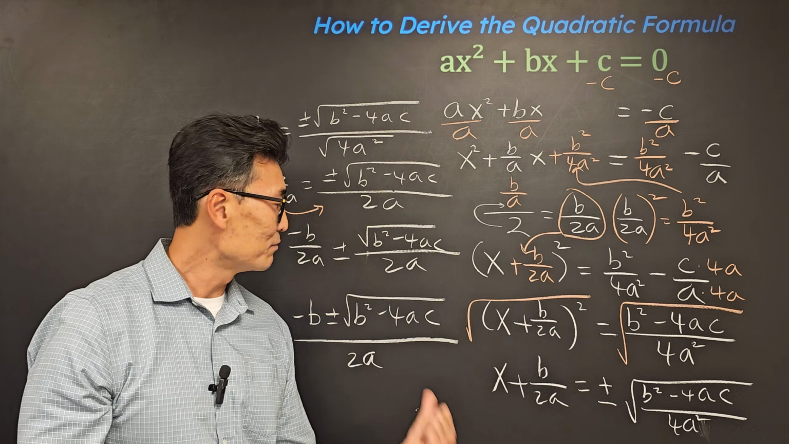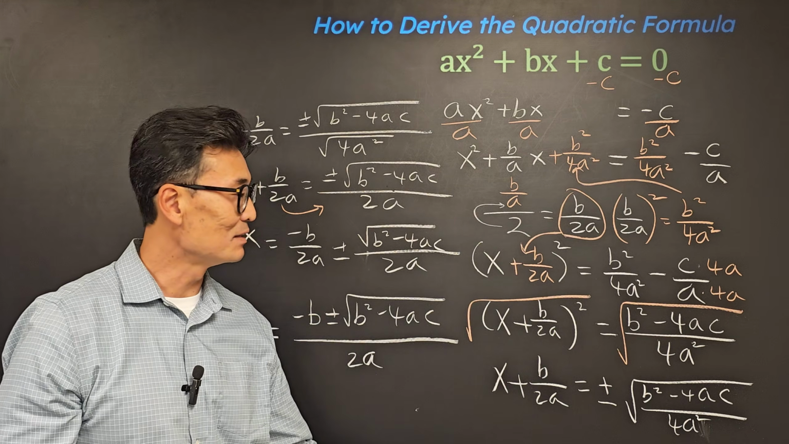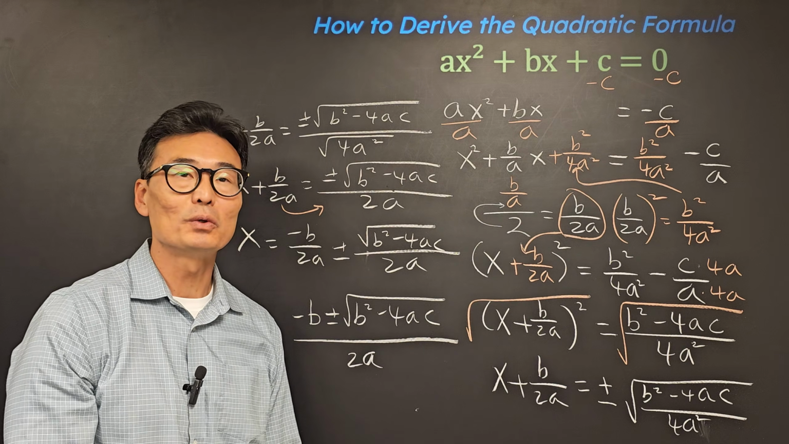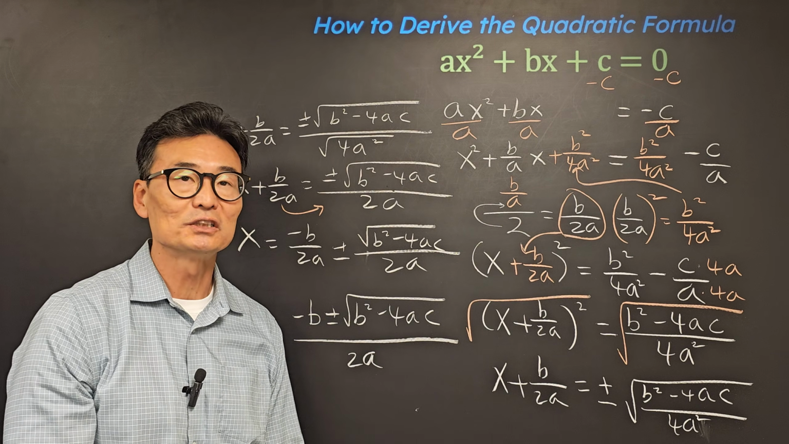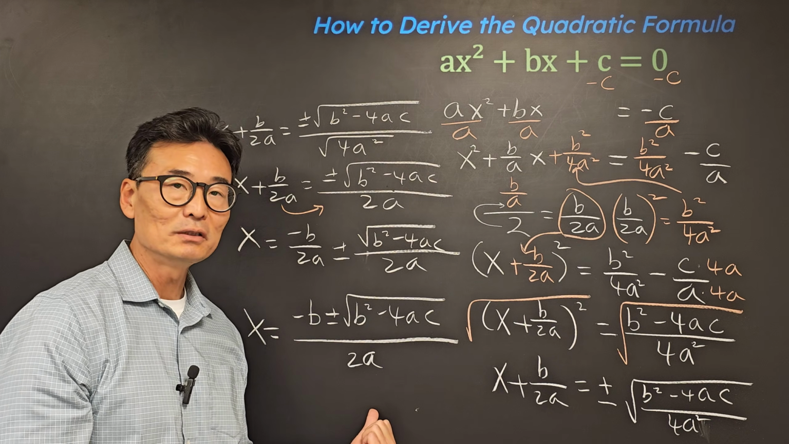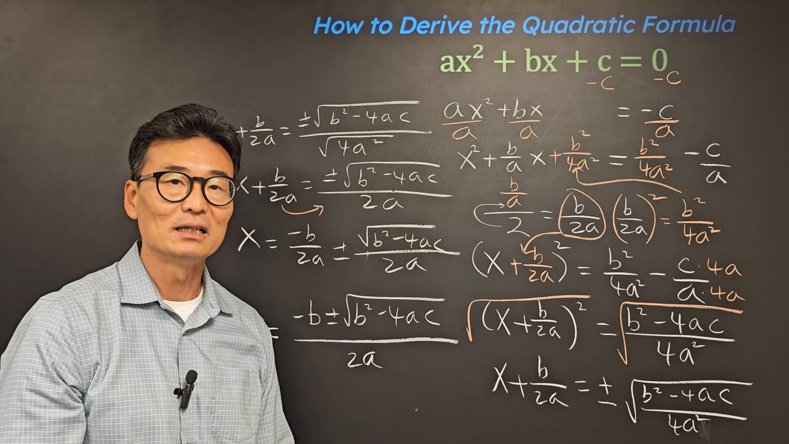As you can see, deriving the quadratic formula using completing the square is not an easy task. Neither is using completing the square to solve a quadratic equation. Hence the reason we usually use the quadratic formula when solving a quadratic equation that's not factorable.